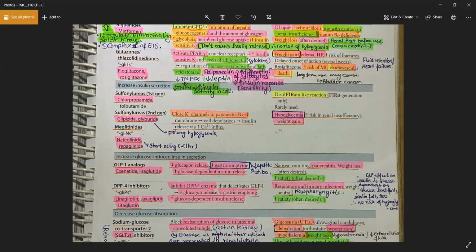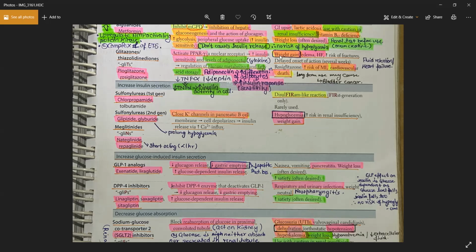Very important. It also inhibits TNF alpha, and you remember that TNF alpha causes resistance against insulin. Does anyone remember how? By serine phosphorylation. So the glitazones also inhibit TNF alpha, and they also inhibit leptin, and leptin promotes weight loss. So a side effect for the patient is weight gain, as you can see.